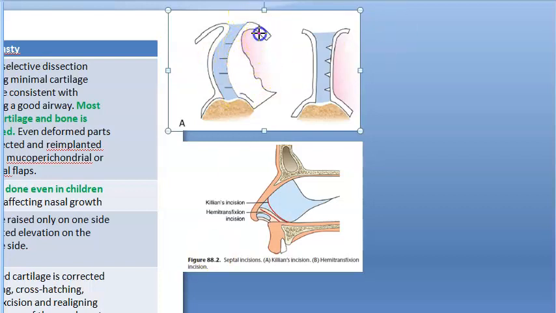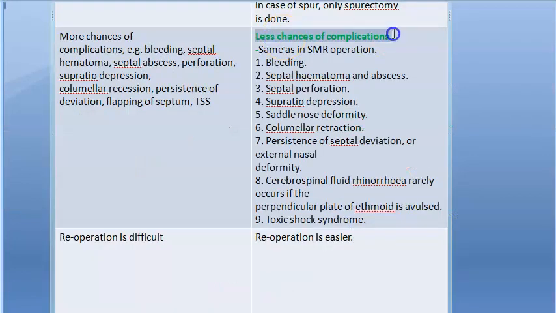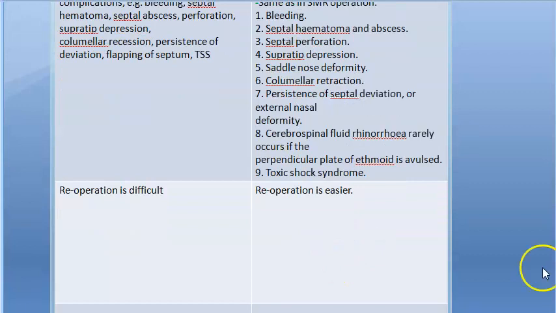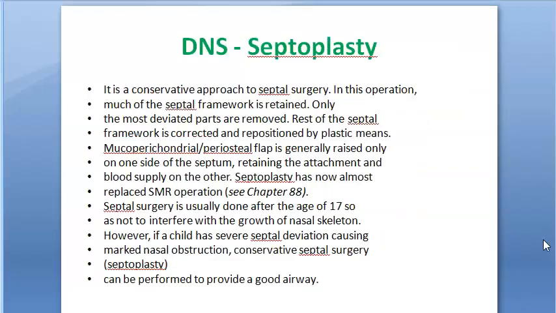Here you can see septoplasty, guys. In septoplasty, they're raising the flap only on one side, right? And they're just making some small cuts here and shaping the bone or cartilage in between. So septoplasty is done even in children. Septoplasty has lesser complications. You can reoperate on it, etc. So guys, that's it about the treatment of DNS. You don't have to do anything, or you can do septoplasty, SMR, etc.